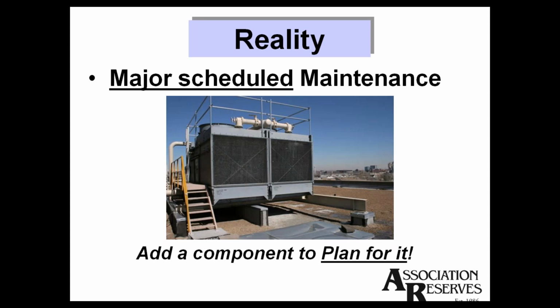So think four-part test. Is it a common area project? Does it have a predictable useful life? Following along, predictable remaining useful life, and a significant cost? If it does, then a scheduled major refurbish should be a component in addition to total replacement of the project or the asset.